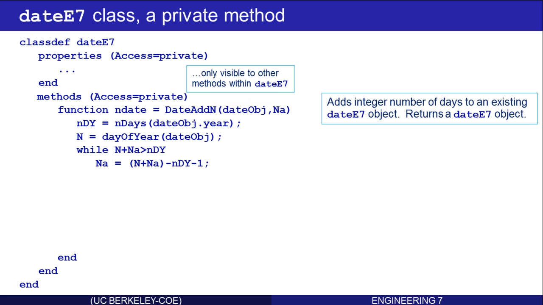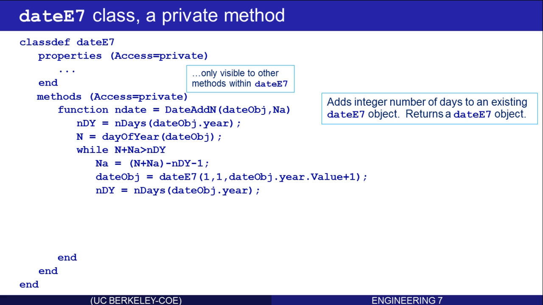If that condition is true, once inside the loop, everything gets referenced to January 1st of the following year. The number of days to add is adjusted, accounting for the number of days to advance from dateObj to January 1st of the following year. dateObj is reset to January 1st of the following year. And now the process repeats.